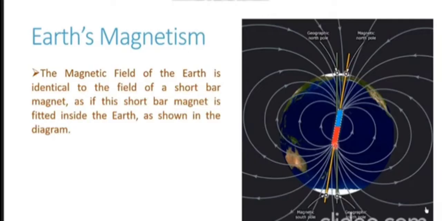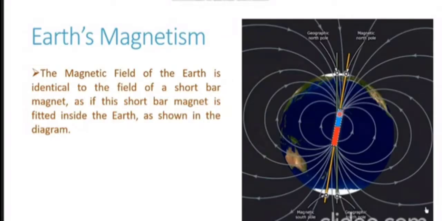You can see the red end of the magnet, the magnetic field lines come out of it, and the arrows marked on the magnetic field lines show that all these magnetic field lines are coming out from the red end and they are re-entering into the Earth's bar magnet from the blue end.